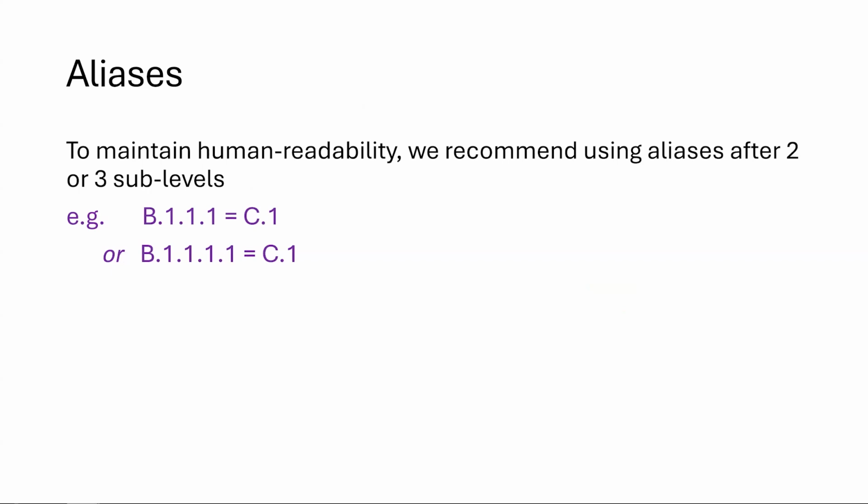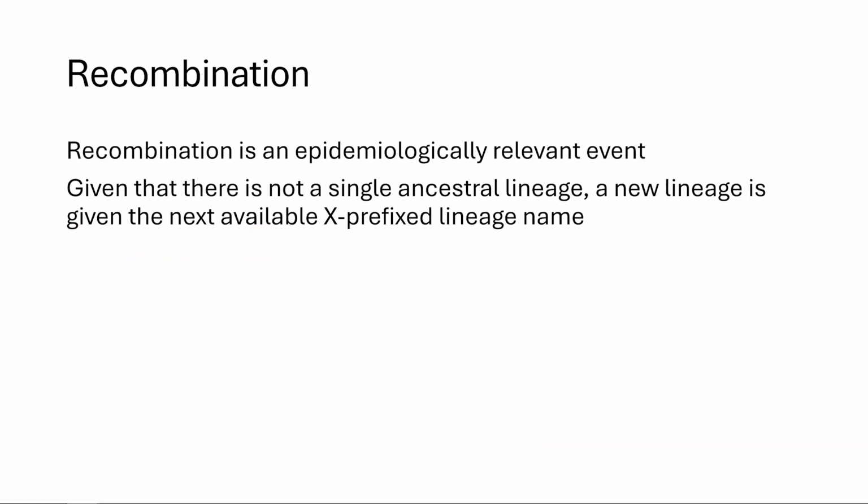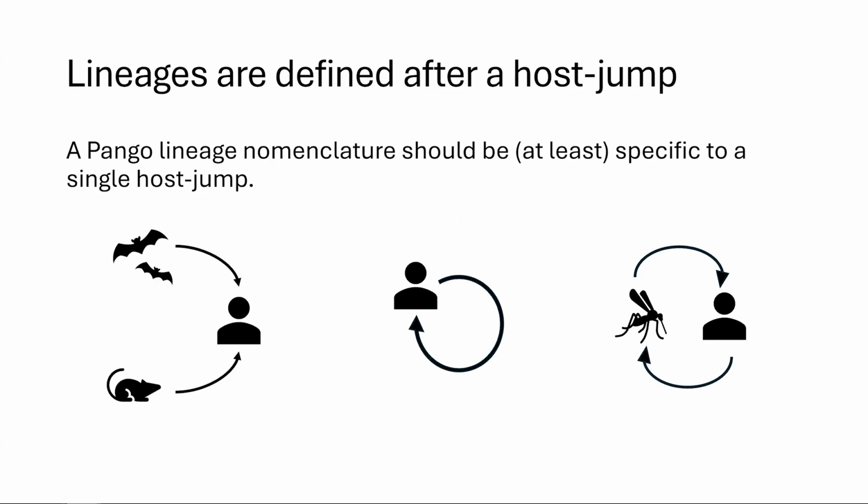To maintain human readability, we're recommending using aliases after 2 or 3 sublevels, depending on the diversity of the virus and the number of sequences you have. So for SARS-CoV-2, we had 3. For MPXV, 2 was more appropriate. Recombination is an epidemiological event. Given that there's not a single ancestral lineage, a new lineage is given the next available X prefixed lineage name.